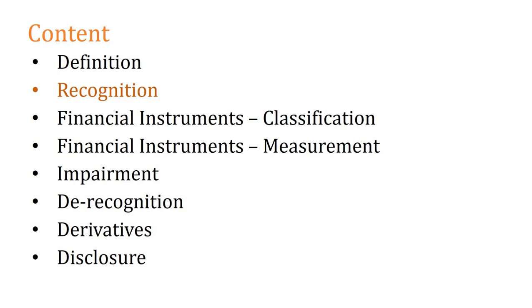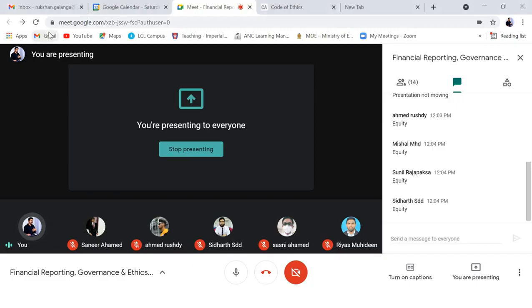Now we need to go for recognition. Tell me, in the case of property, plant and equipment, what are the recognition criteria? Yes, one is that it has the ability to bring future economic benefit. The second one is that the cost can be measured reliably. Those are the two recognition criteria we use to recognize a particular asset as a fixed asset in our books of accounts, isn't it? Yes.